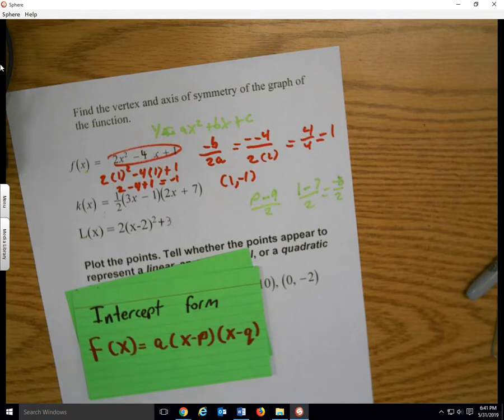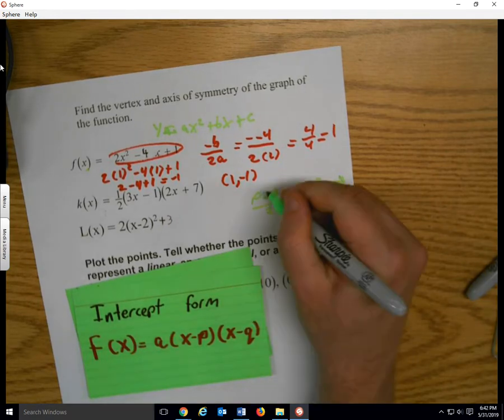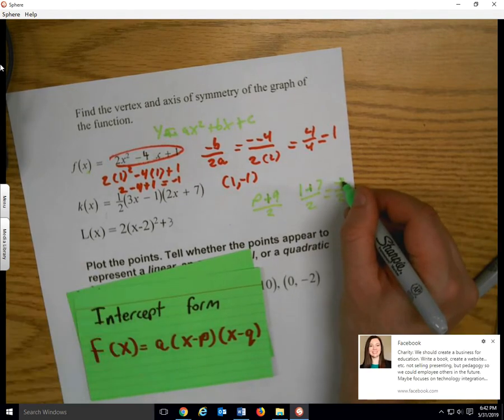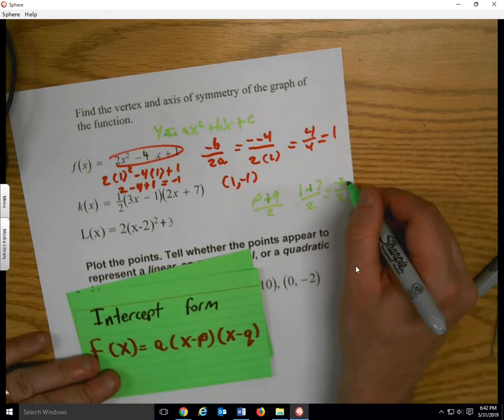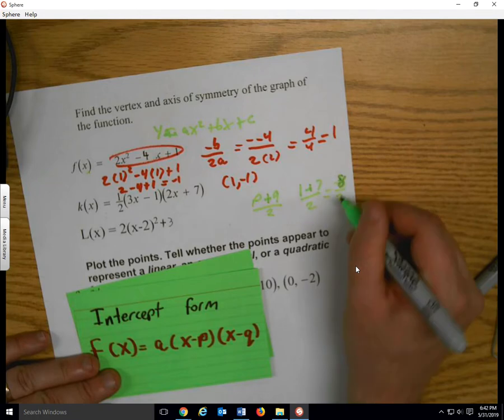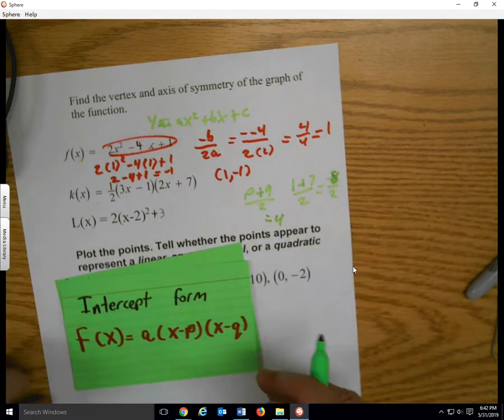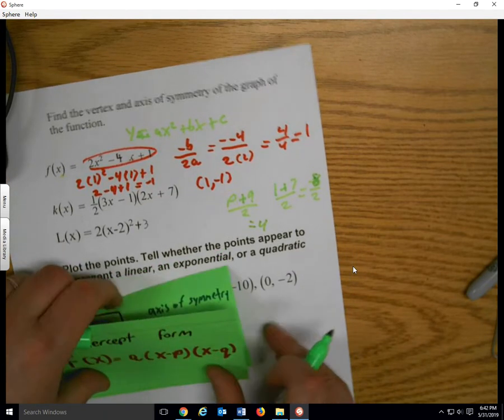I just realized something really quick. It's actually P plus Q divided by 2. So that would be an 8. Sorry, I get comments. That would be an 8 divided by 2, which would be 4. So the axis of symmetry didn't feel right when I was doing it. Sorry. It would be 4.